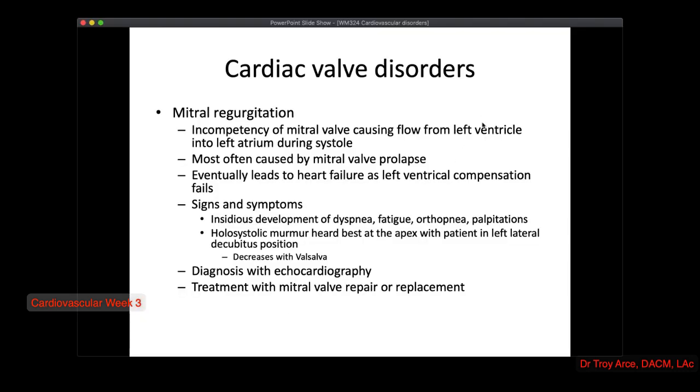Then we have mitral regurgitation. So it's incompetency of the mitral valve causing flow from the left ventricle into the left atrium. All right, so we discussed that already.